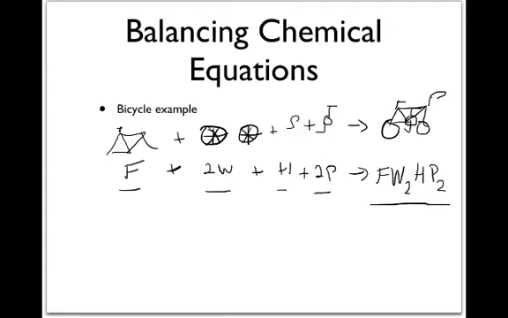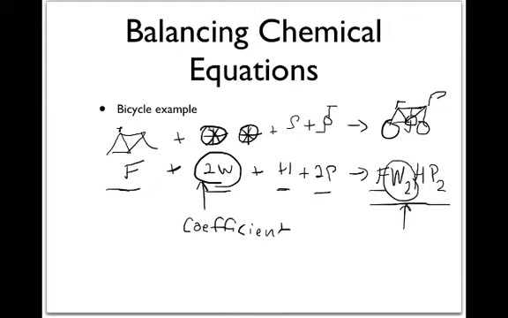I put it all together in a compound, and notice that I've written little subscripts on this side when I'm talking about a compound. Over here, I've written big numbers out front. Those are known as coefficients. What we're trying to do is make sure that whatever we have on the left, we have on the right. You can see that I've got two W's there, and I've got two W's there. It's just written slightly differently. Got one F, one H, and two P's on both sides. So I have a balanced equation for my bike.